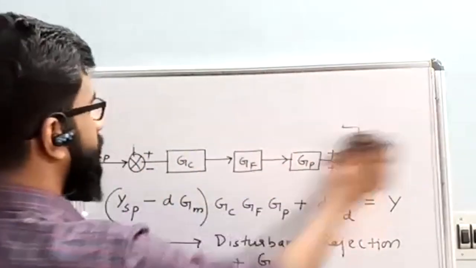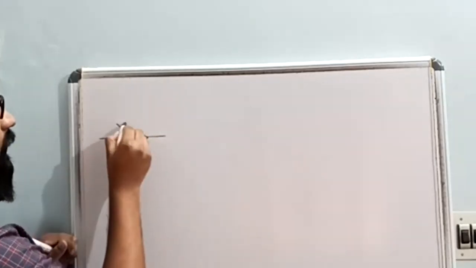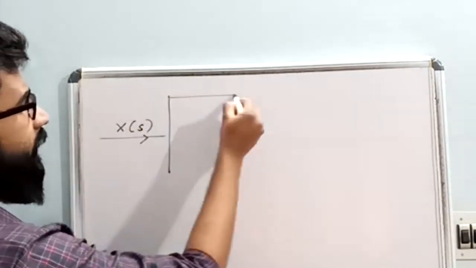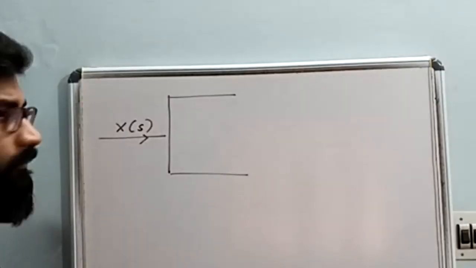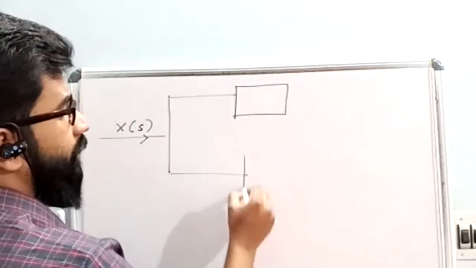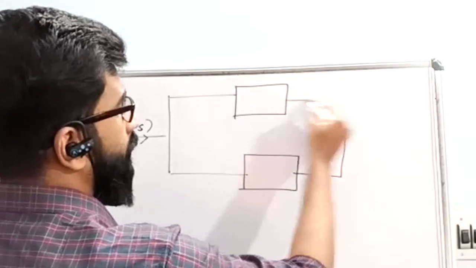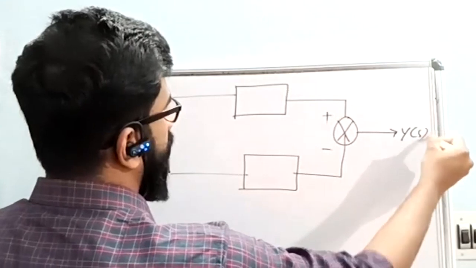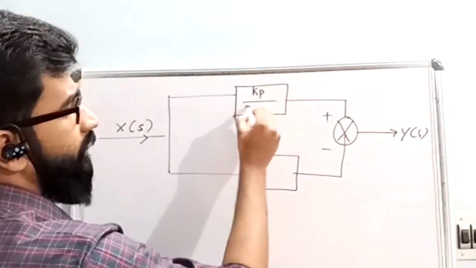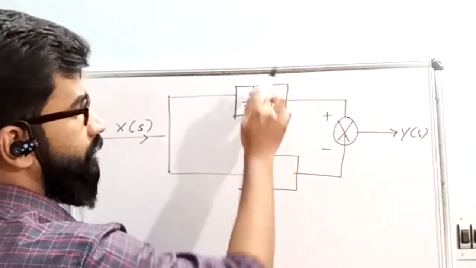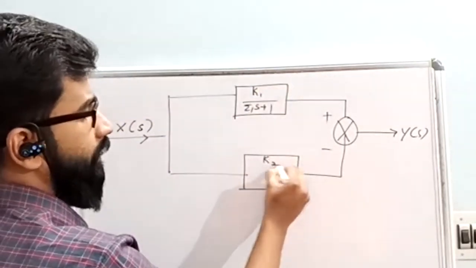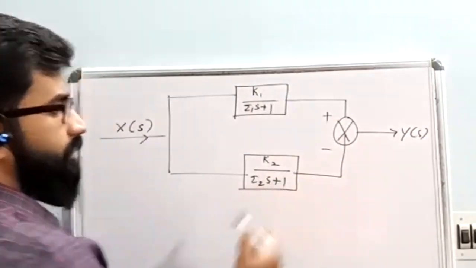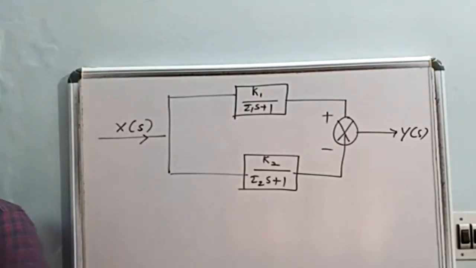Once this feed forward part is over, you have inverse response. What are the things we need to understand? If x of s is going in, generally your diagram for inverse response will be like this. For example, here I'm taking it as K1 divided by tau 1 s plus 1, and K2 divided by tau 2 s plus 1. So this is the general diagram for inverse response.